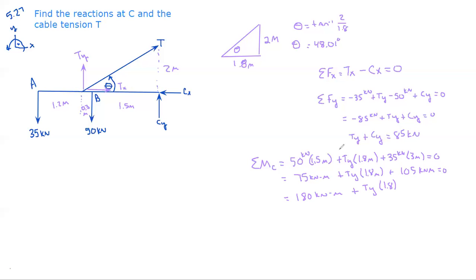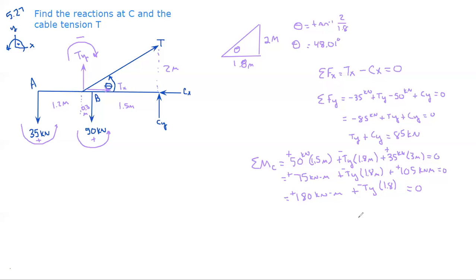Oh man, you know what we forgot to do? Well, not we, me. I forgot to take into account the directions, so I apologize for that. Let's go grab those real quick. If I'm taking the moment about point C, 50 creates a counterclockwise, which is positive. TY creates a clockwise, which is negative. A creates a counterclockwise, which is positive. That was positive, negative, positive. Oh, so I didn't mess this up too bad. Equal to 0. All right.